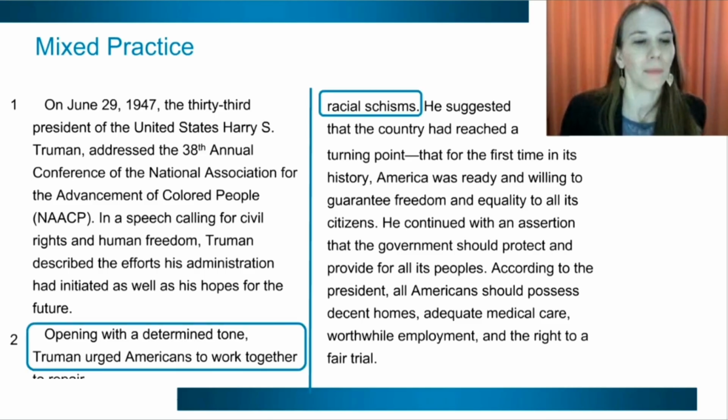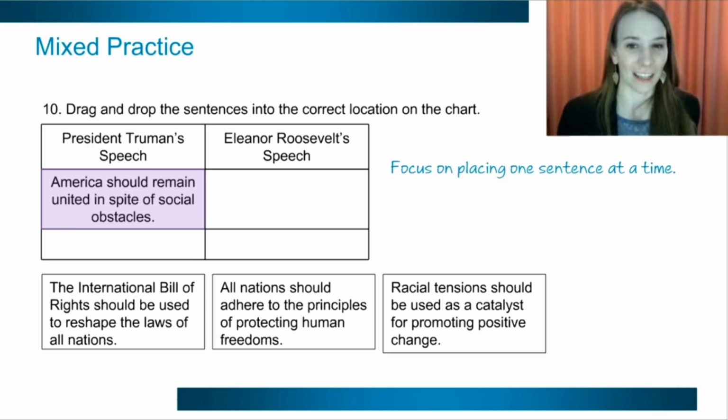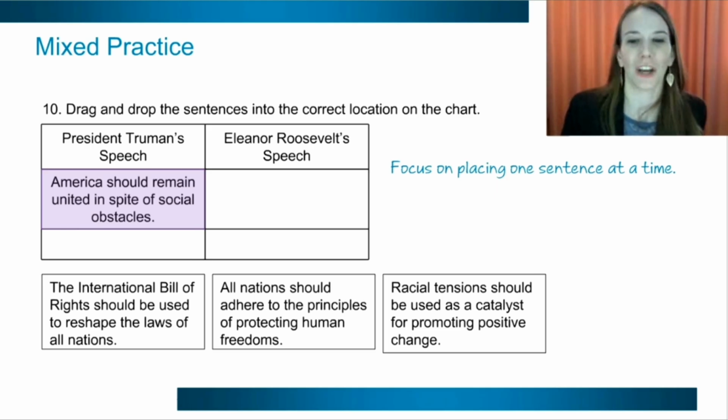together, to come together to repair these racial schisms. So if we take a look at the options that we have here, that is matching up with America should remain united. So despite these things, America should come together. Now, what else does Truman say here in the speech? Well, Truman is the one who mentions those racial tensions. And in fact, we can see this again in that text.